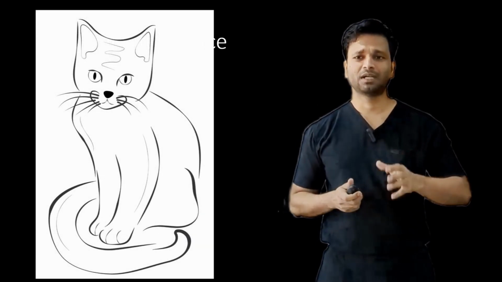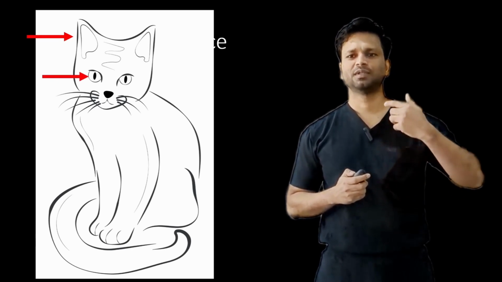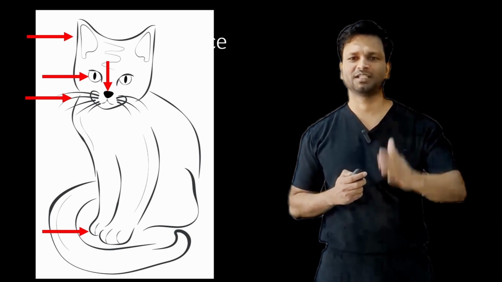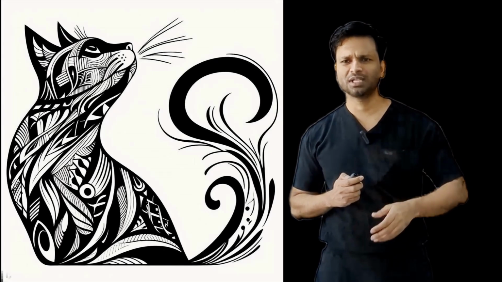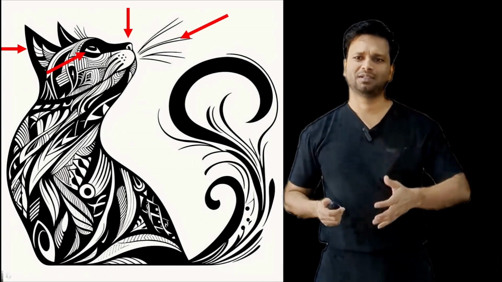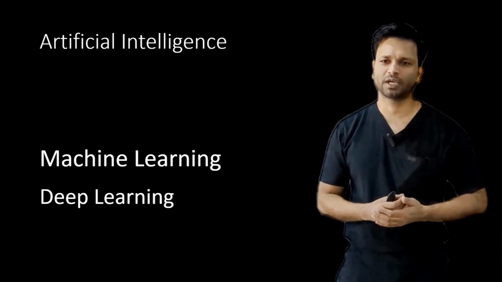Again the same thing. Now this is a sketch, but the AI is going to see pointed ears, round eyes, short stout nose, whiskers, paws. Okay, this is a cat. So the same thing, it is going to identify all the different structures that it has learned. So this was deep learning.